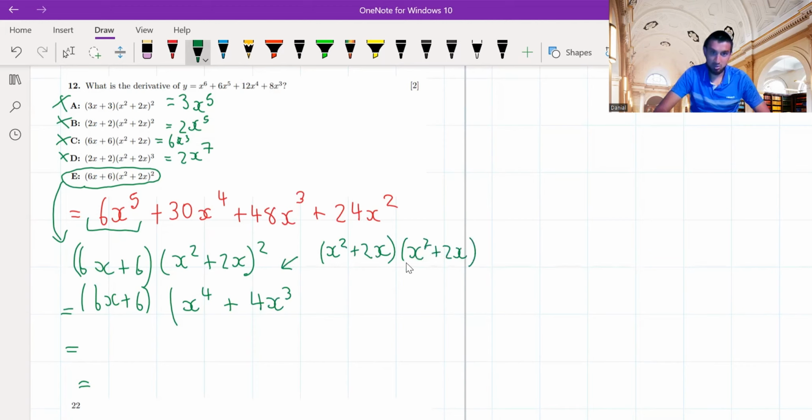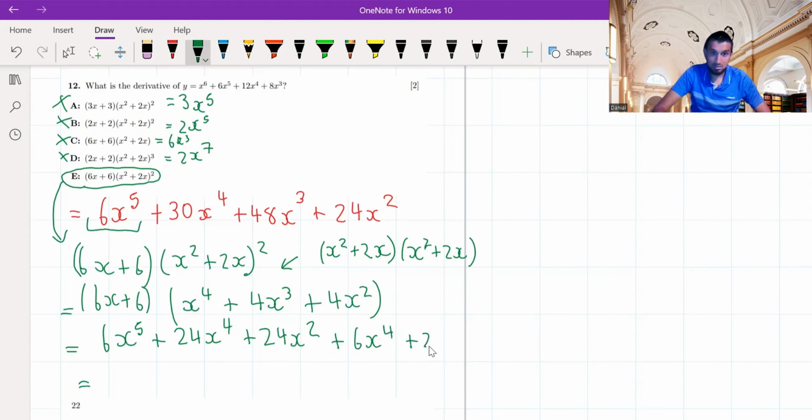But that's all it is. It's x squared plus 2x squared. So that would be plus 4x cubed plus 4x squared, okay? If you square the last. So everything times by 6x first will become 6x to the power 5 plus 24x to the power 4 plus 24x squared. And then everything times by 6 will be plus 6x to the power 4 plus 24x cubed plus 24x squared.